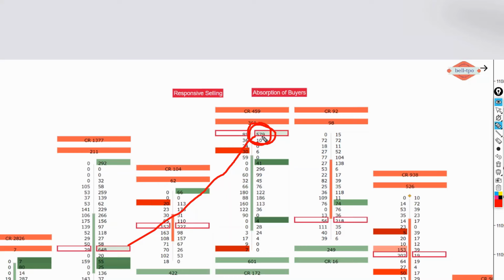Sell limit order and buy market order are getting combined together to form a transaction over here. So if you ask me who is smart in this case, the sellers are smart, buyers are getting trapped. That is why we call it absorption of buyers. The buyers are getting absorbed by the sellers, right? And we also call this responsive selling. Responsive selling means that despite a big buying activity, the high of the bar is not taken out and the price goes down further.